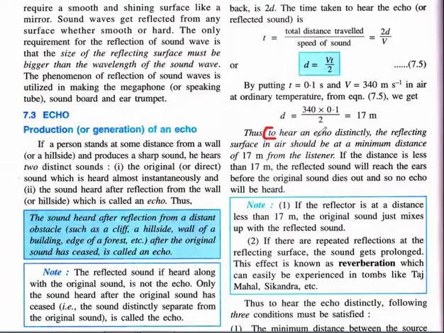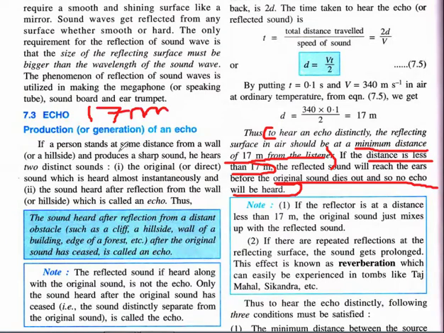So, to hear an echo distinctly, the reflecting surface in air should be at a minimum distance of 17 meters from the listener. If the distance is less than 17 meters, the reflected sound will reach the ears before the original sound dies out, and so no echo will be heard. So to hear an echo, the minimum distance is 17 meters.